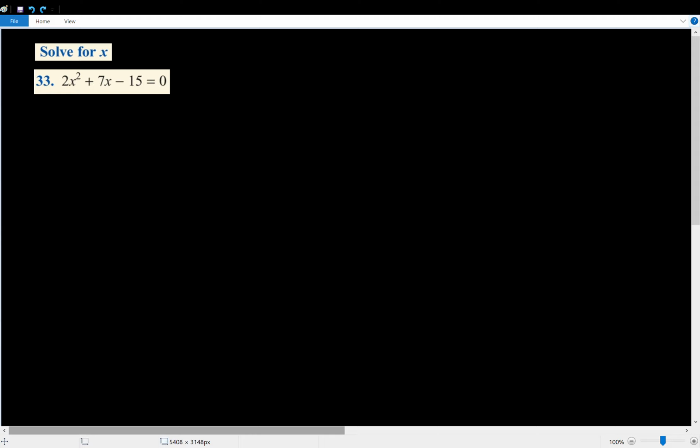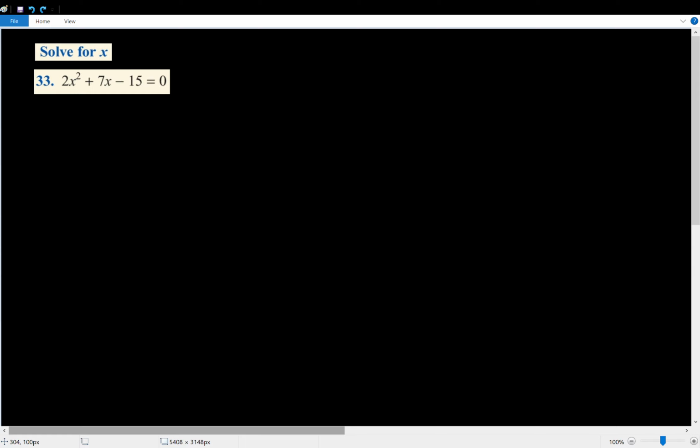This is question 33 in exercise 1.7 in Project Maths 3a. We have to solve for x in the following equation, 2x squared plus 7x minus 15. This particular type of equation is a quadratic equation, and we can tell because the highest power of x is x squared, which you can see just at the start.